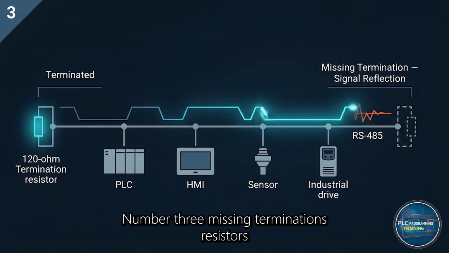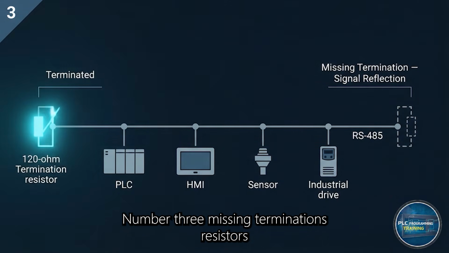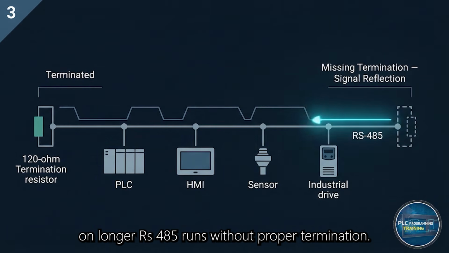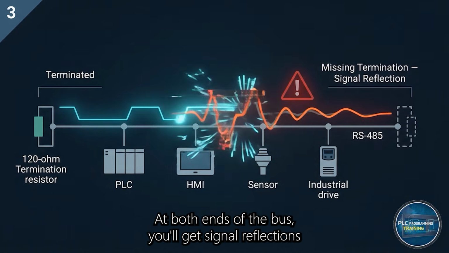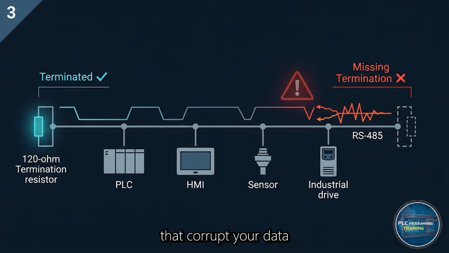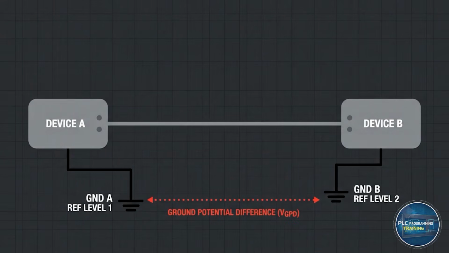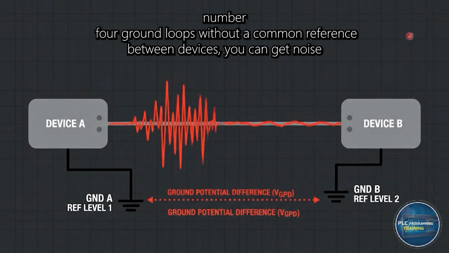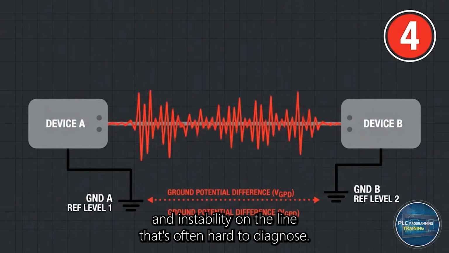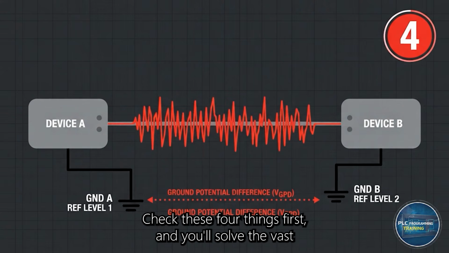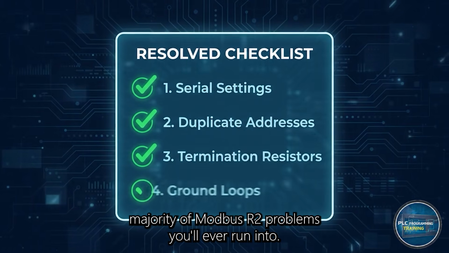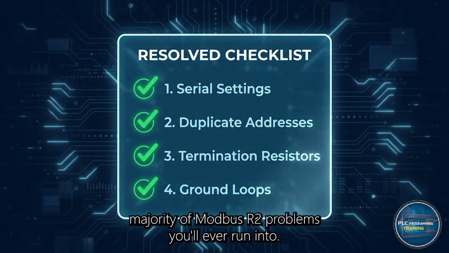Number 3. Missing termination resistors. On longer RS-485 runs, without proper termination at both ends of the bus, you'll get signal reflections that corrupt your data. And number 4, ground loops. Without a common reference between devices, you can get noise and instability on the line that's often hard to diagnose. Check these 4 things first, and you'll solve the vast majority of Modbus RTU problems you'll ever run into.